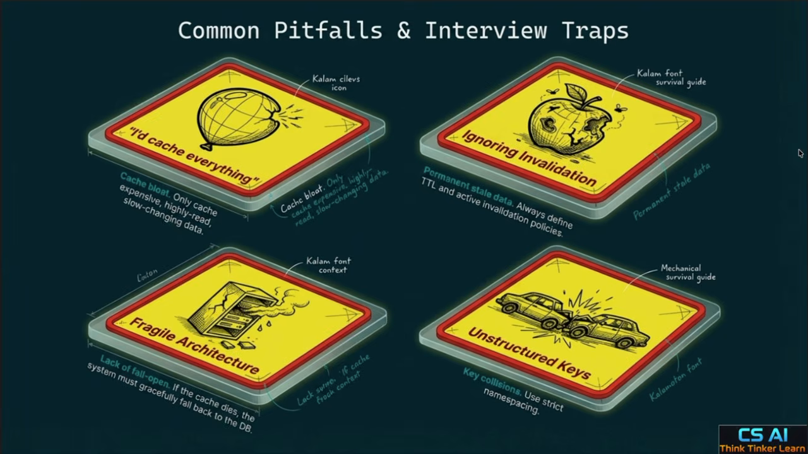Before we finish, beware of these common pitfalls. "Cache everything" is a trap. It leads to cache bloat and a waste of expensive memory on data that rarely changes or is rarely read. Ignoring invalidation leads to permanent stale data, which can break business logic. Fragile architecture happens when you don't account for a cache failure. Ensure your system can fail open. And unstructured keys lead to key collisions that are a nightmare to debug. These are the traps that turn a junior engineer into a senior one once they have learned to avoid them.